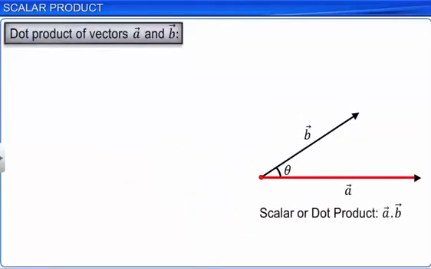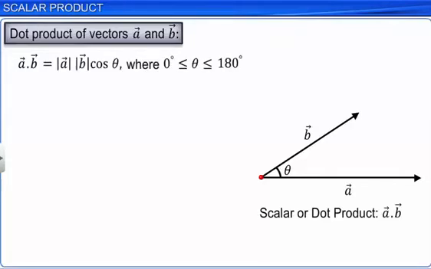Let vector A and vector B be two non-zero vectors. The scalar or dot product of vectors A and B is denoted as shown and is defined as the product of the magnitudes of vectors A and B and the cosine of angle theta between them. The range of theta is from 0 degrees to 180 degrees. If either vector A or vector B is a zero vector, then angle theta between them is not defined, and hence their dot product is 0.